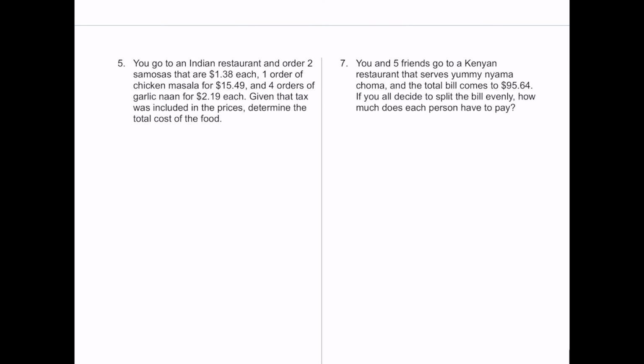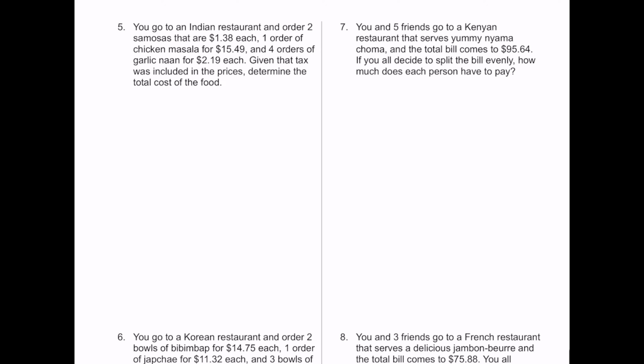Here's number 5. For number 5, you go to an Indian restaurant and order 2 samosas, and those are going to cost $1.38 each. Then we're going to order 1 order of the chicken masala, and that's going to be $15.49. And then finally, we're going to order 4 of these garlic naans, and those are going to be $2.19 each. Okay, so the question is given that tax was included in these prices, we don't have to worry about that. Determine the total cost of the food here.